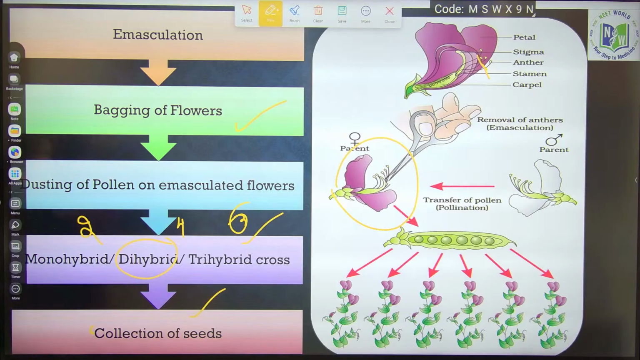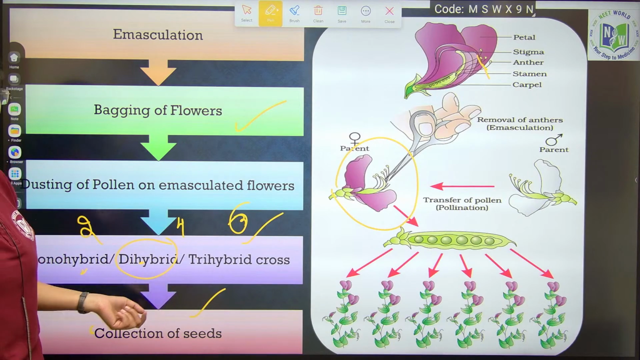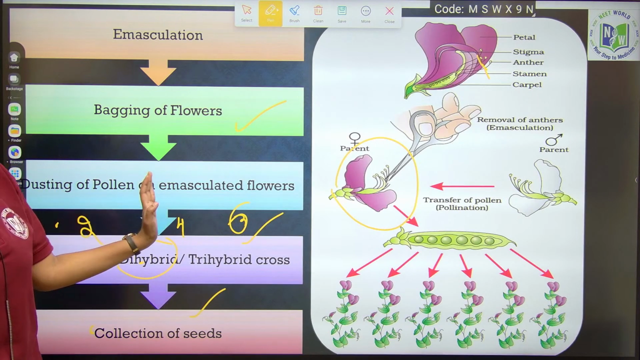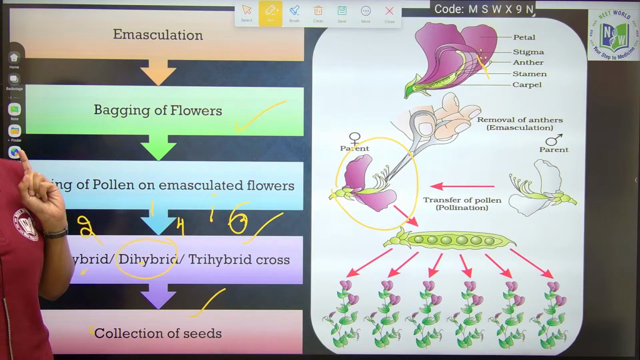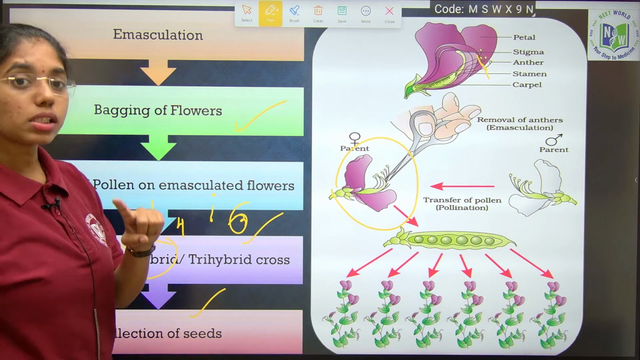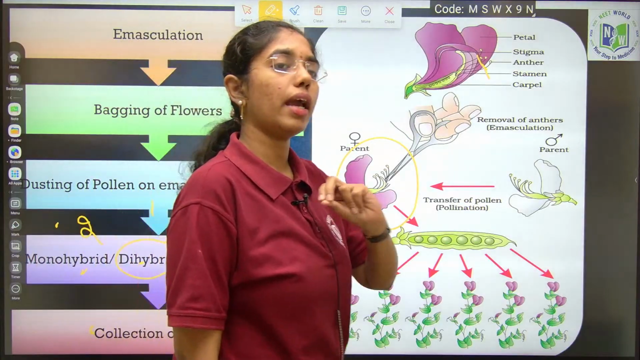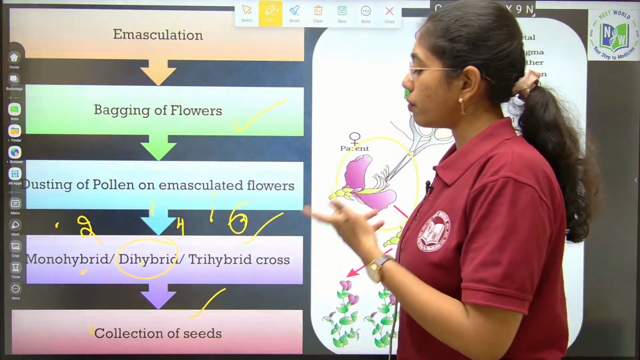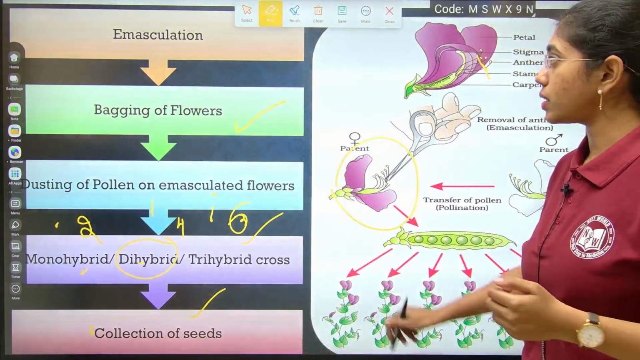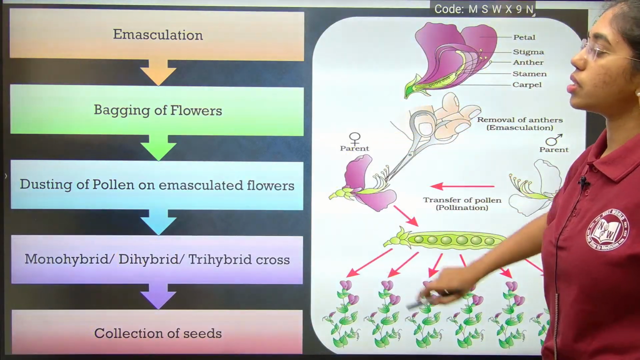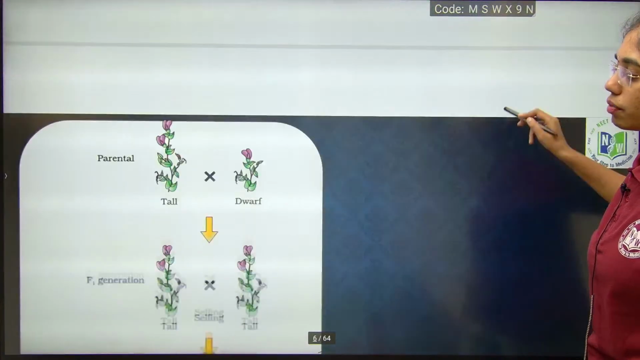Clear, right? Emasculation, bagging, dusting of pollen grains. You can choose the flowers based on the number of variants. Monohybrid cross, 1 gene inheritance, dihybrid 2, trihybrid 3, and varieties will be 2 here, 4 here and 6 here. Always be clear with the number of traits and number of varieties in any cross it might be. And post fertilization, you can collect the seeds once the production of seeds is done. This is the process of artificial hybridization.